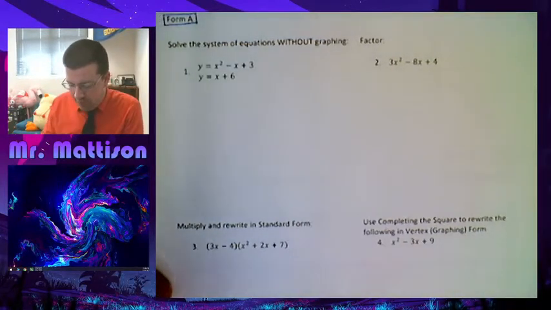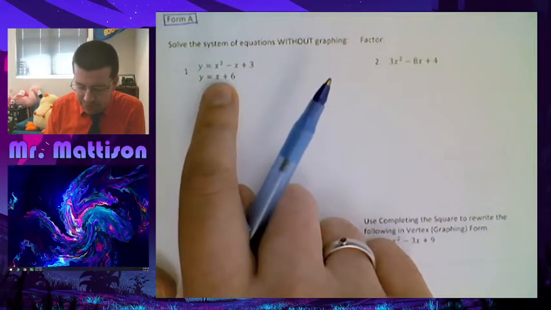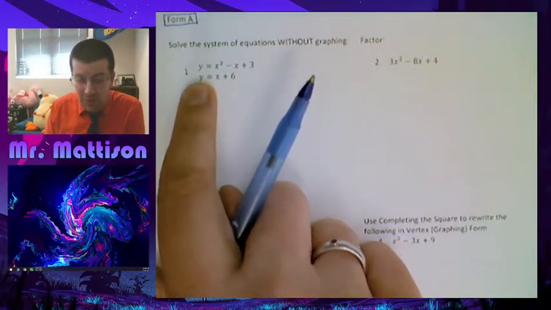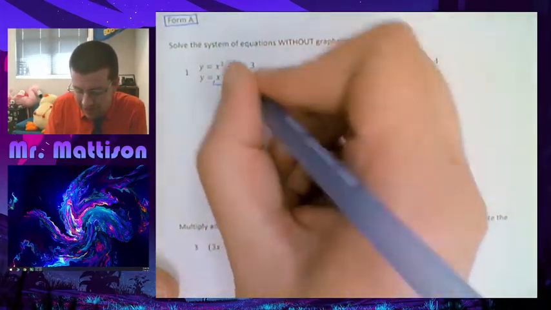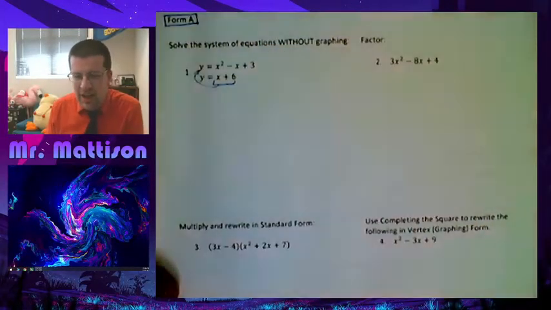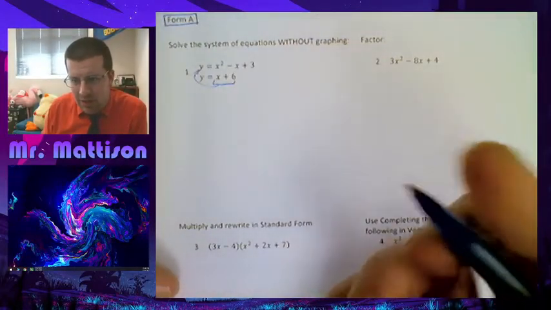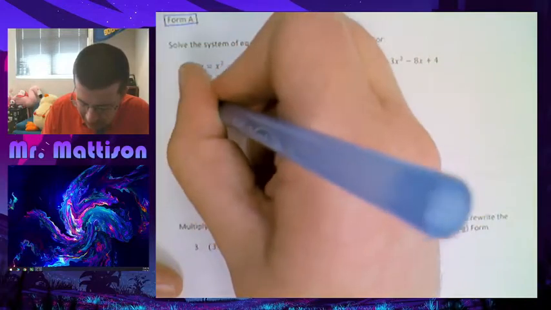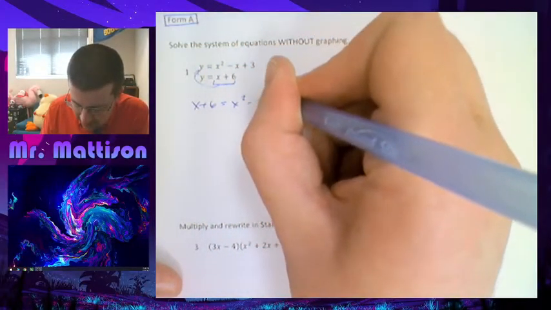So problem 1 here, we're looking at a system. So we're trying to solve a system. It's already solved for y for us, so it's going to be really easy for us to do substitution. I'm going to plug in this x plus 6 in for the y on the original. You can do it other ways, but that's definitely going to be the easiest, probably the most efficient way to do this. So I'll have x plus 6 equals x squared minus x plus 3.